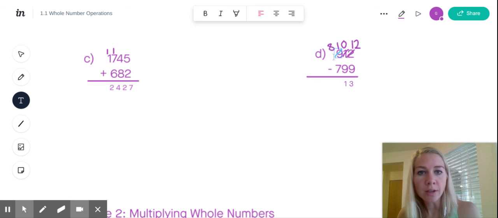Okay, now in the hundreds we have 8 minus 7. Can we have 8 things and take away 7 of them? Absolutely, and we're left with 1. So our total is 113.